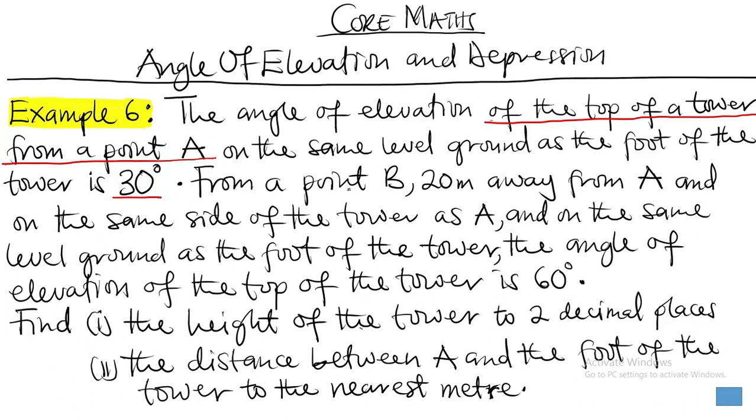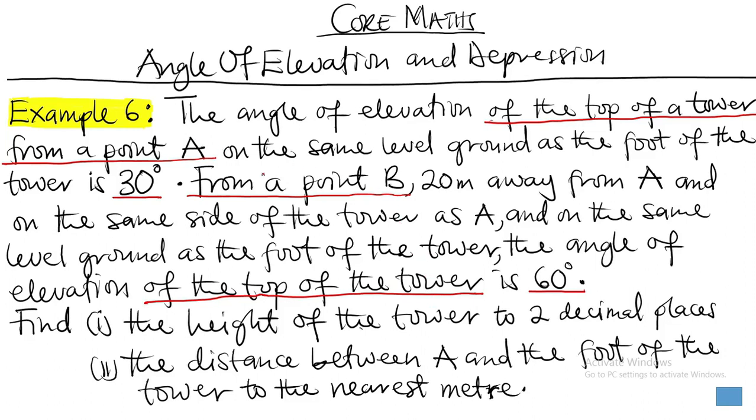Let's continue. From a point B, so here this is another point of observation. From a point B, 20 meters away from A, and so on. And this is the angle of elevation, 60 degrees. So here also it says the angle of elevation of the top. This is also an object. So these are the key things we need in the question.